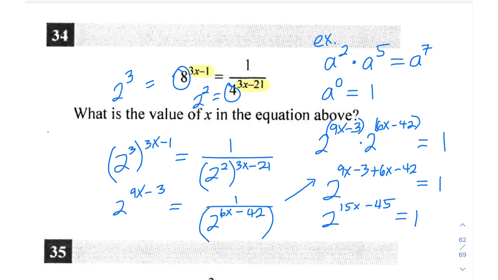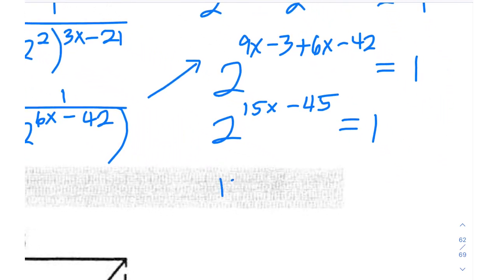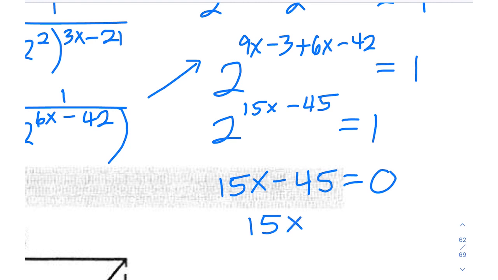So as long as we know this as our second exponent rule that they're testing here, then we can set 15x minus 45 equal to 0 for that equation to be true. Add 45 to the other side, and divide by 15, we get x equals 3.